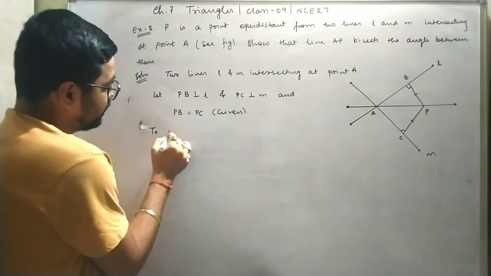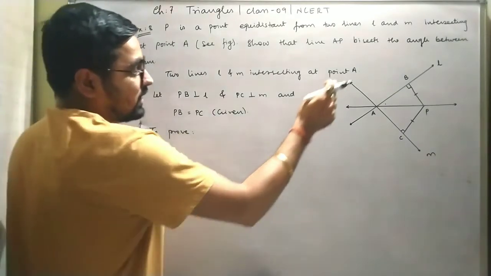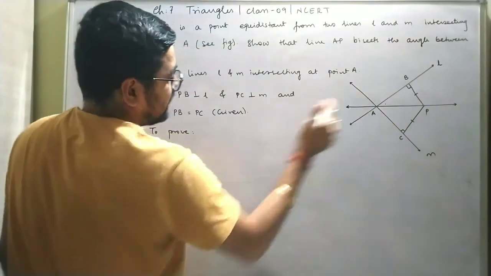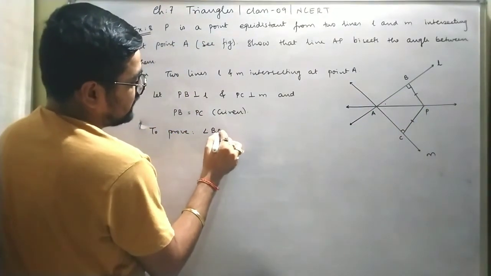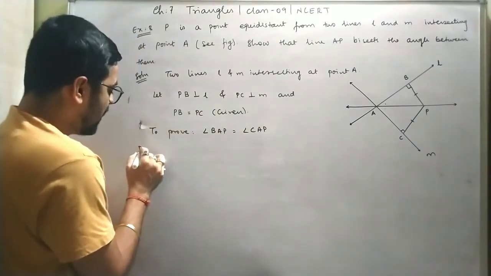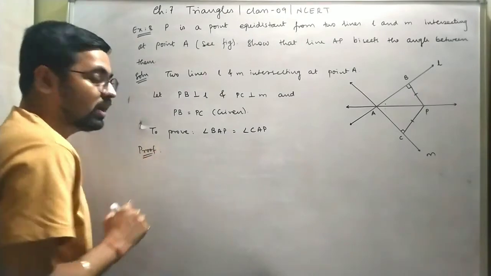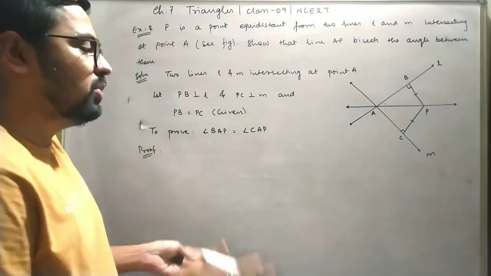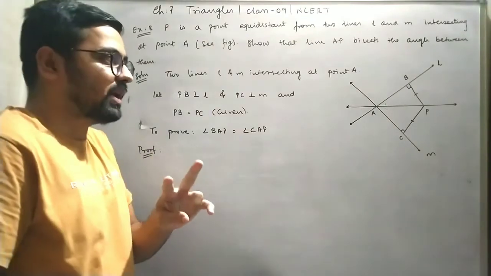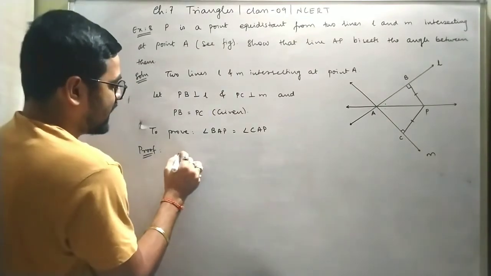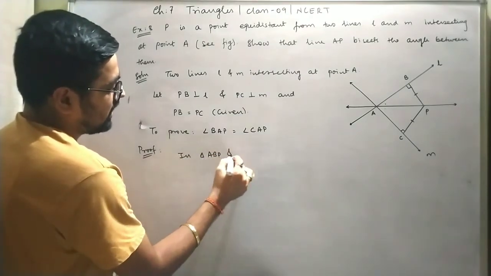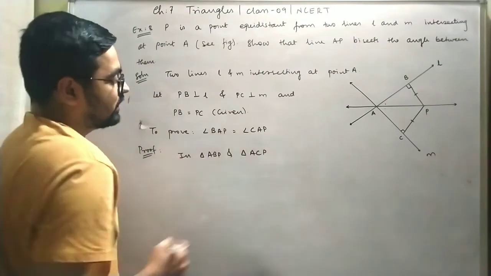And what do we want to prove? We want to prove that AP bisects the angle between them. So this is AP. It bisects the angle between them, so we want to prove angle BAP equals angle CAP. Now how are we supposed to prove this? If we look at the figure, it helps directly because it has only two triangles, and we can easily understand that those two triangles will help us: triangle ABP and triangle ACP.